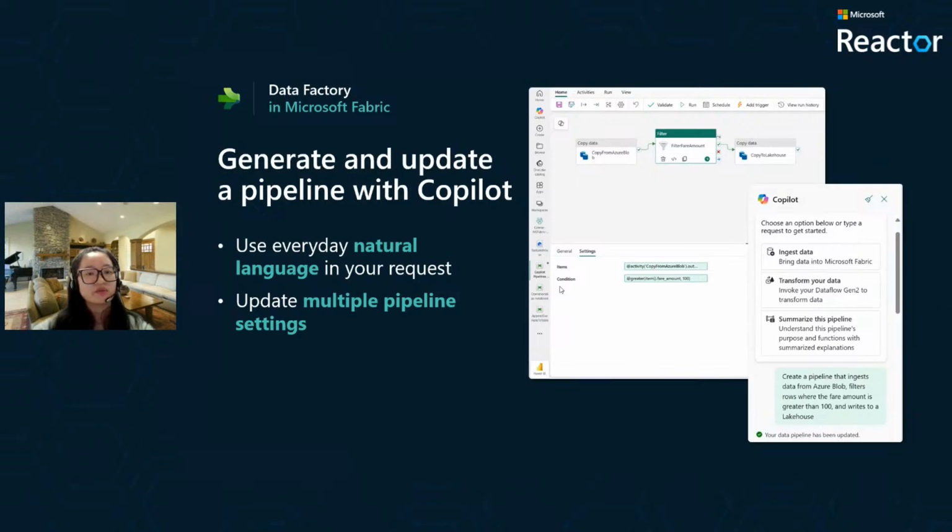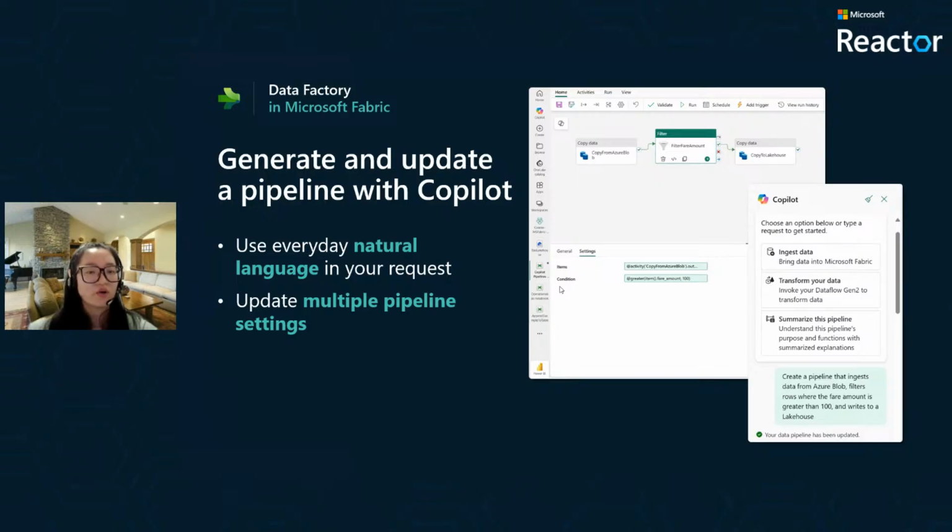All right, let's break down the first one, pipeline generation. With Copilot, you can generate a pipeline using everyday natural language. Copilot will interpret it and scaffold the pipeline for you. For example, you could say something like, create a pipeline that extracts data from our sales database and loads it into our data warehouse, or connect the copy activity to the stored procedure activity, or filter rows where the order amount is greater than 500. Copilot takes care of the structure and wiring, so you don't have to manually build each step.